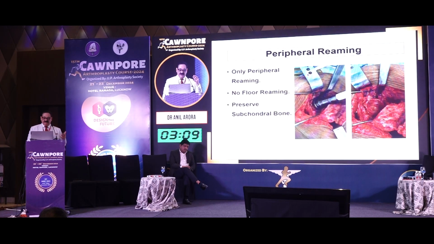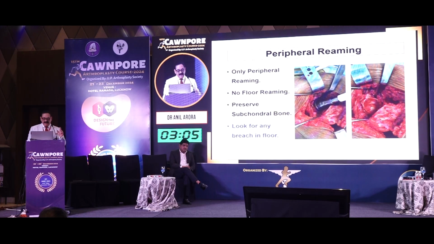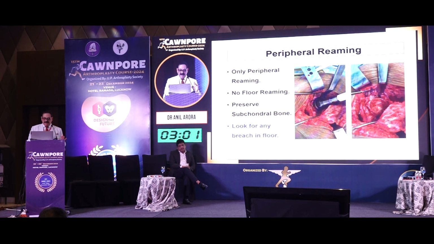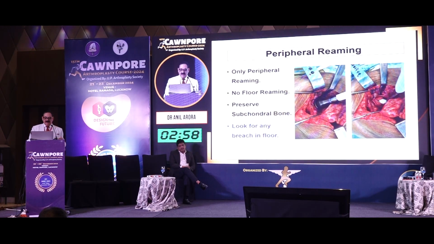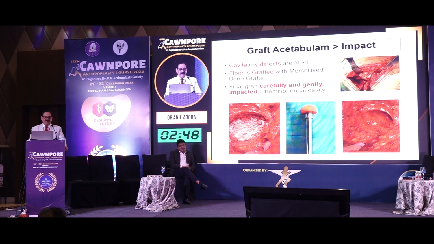You don't ream the floor, preserve the subchondral bone, and once you have done so, again inspect the floor for any breach. You have to be very careful in reaming. Don't ream the medial wall. Prepare bone grafts, about 8 to 10 millimeter size. Sometimes you need a chunk as well. And you prepare the acetabulum, and then you carefully and gently impact your bone graft, or do a reverse reaming.